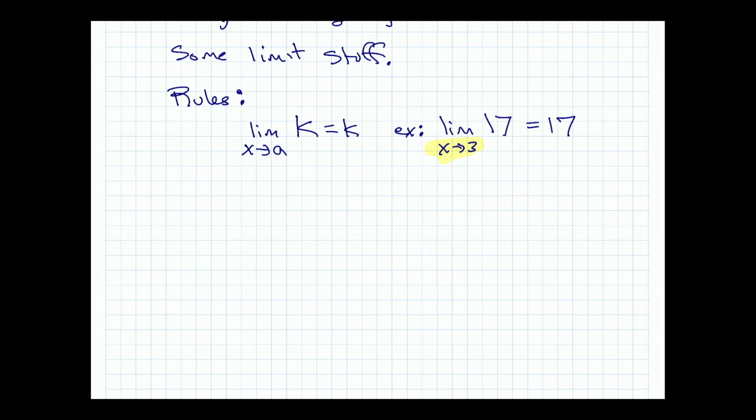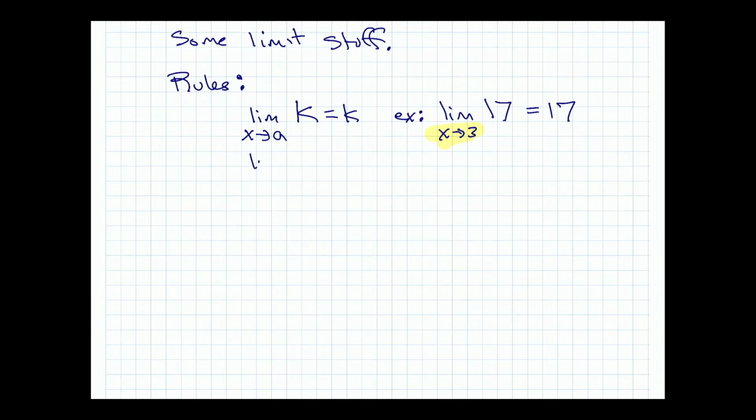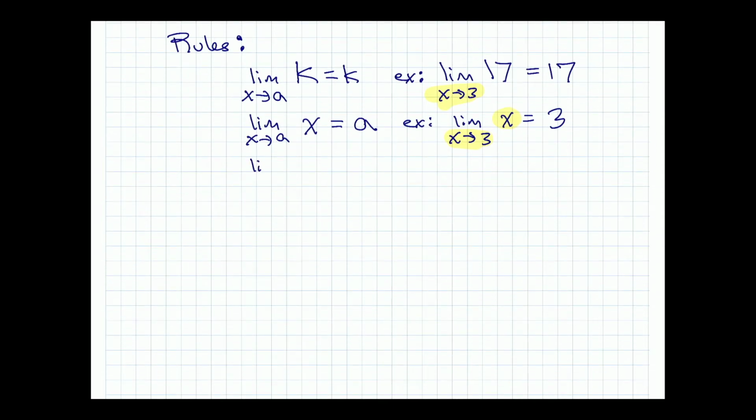Okay? And what else can we do? Well, we should also know how to find the limit as x goes to a of x, right? That's just going to be a. And as an example, limit as x goes to 3 of x, what's that? 3. Right? So this is different than the previous one because x goes to 3 and this is an x. So x goes to 3. And what else do we know? We learned a few other rules. I guess I should write them.